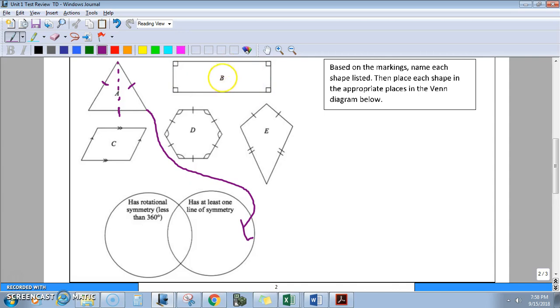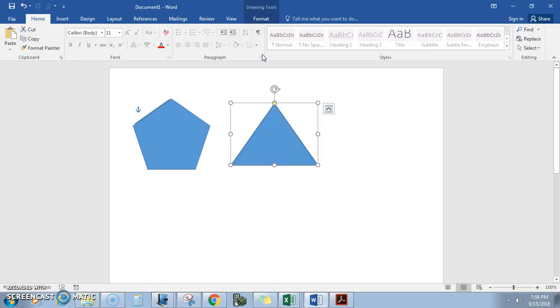But what about this rectangle? This rectangle does have two lines of symmetry. You could fold it in the middle hamburger style. You could fold it hot dog style. Okay. And I know for a fact that a rectangle has rotational symmetry at 180.